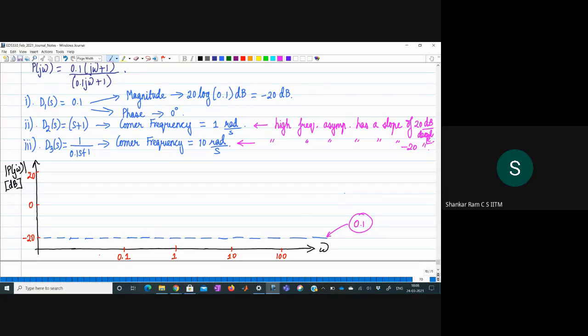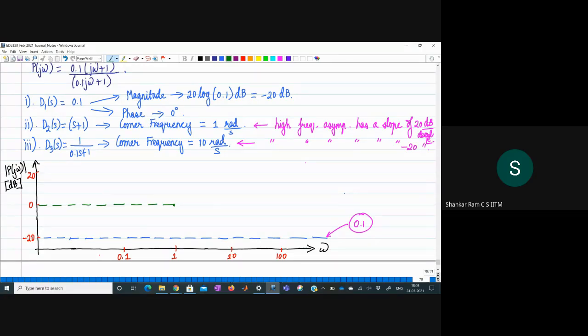All right. Okay. So now if you want to plot the magnitude plot for s plus 1, what will I do? What is the corner frequency of s plus 1? 1 radian per second. And what do we know about the asymptotes of the factor Ts plus 1? The low frequency asymptote is going to be 0 decibels. And what is the high frequency asymptote? It will have a slope of plus 20 decibels per decade.